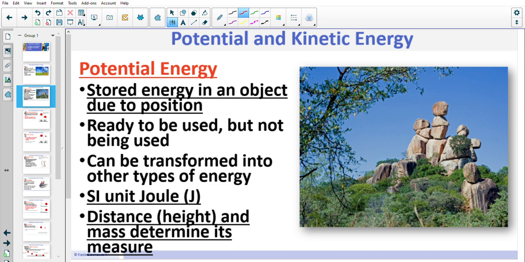Potential energy is stored energy in an object due to its position. Notice the guy up here is very high, and if it were to fall, it would create a tremendous amount of energy, which would be kinetic as it's falling. It's ready to be used, but it's not being used. It can be transformed into other types of energies. The scientific unit is the joule, and the distance or height and its mass determine how much potential energy is available.